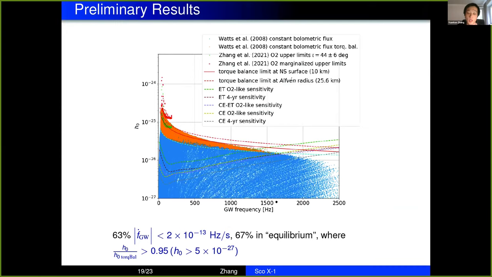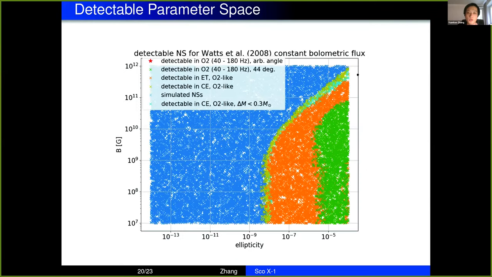So in the h0-frequency plane, you see that at lower frequency, it's actually emitting stronger than the torque balance limit, while at higher frequency, it's a bit lower. So our arbitrary inclination angle upper limit is not sensitive enough to detect anything, while the 44 degree one can explore some physical region, and most of them are in torque balance. If you set a lower limit at 5 × 10^27, most of them don't have very significant spin up or spin down. I'm just showing the parameter space that can be explored. In the future, it'd be more.